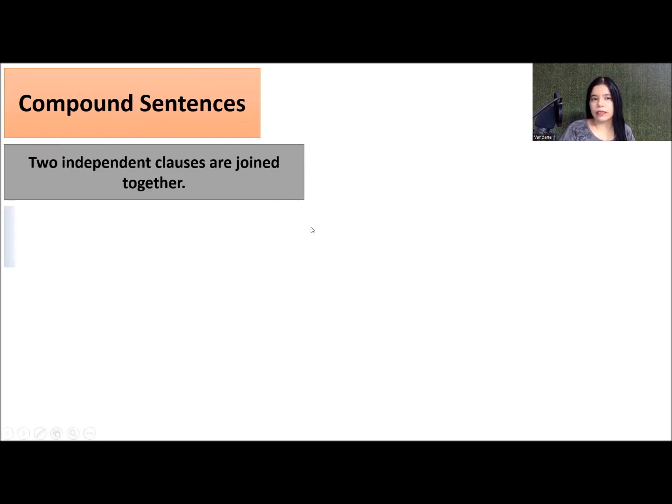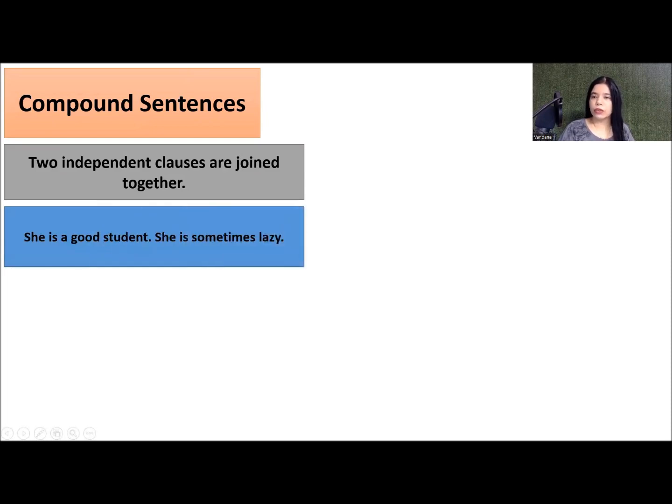In simple terms, a clause is nothing but a sentence in English. So let's take a look at this example. She is a good student. She is sometimes lazy. Now, both of these sentences are independent. If you say she is a good student, it makes complete sense on its own because it doesn't need any other supporting statement. Similarly, if you say she is sometimes lazy, that is also a complete sentence on its own. It doesn't need any other supporting statement. So, these kinds of sentences are known as independent clauses, or we also call them independent sentences. Now, when we club them together with the help of a conjunction, they become compound sentences.